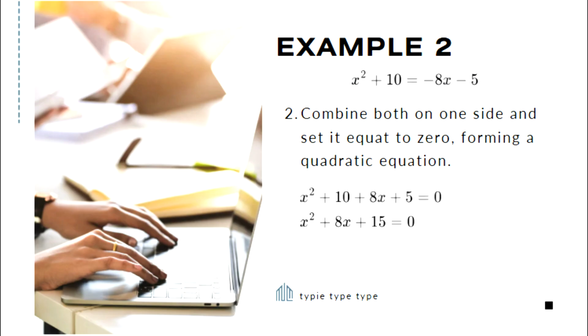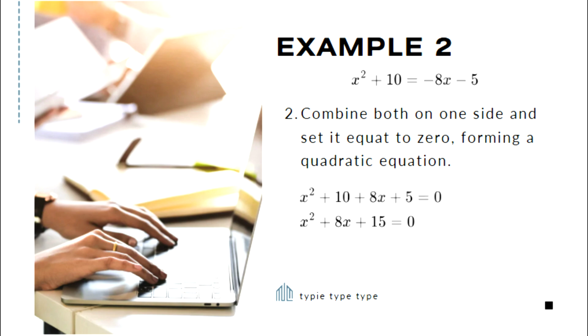Step 1's okay. Step 2 is to combine both on one side and set it equal to 0. I love my typos in this. Equat. Equat is an amazing word. Forming a quadratic equation. Now, when you're doing this, this is the only thing you need to remember.